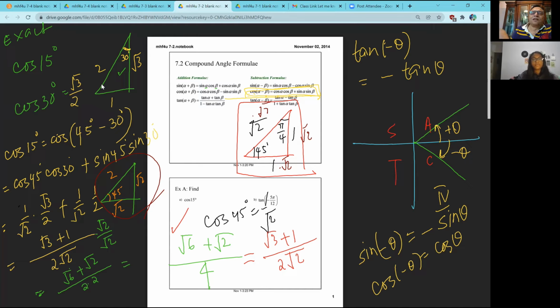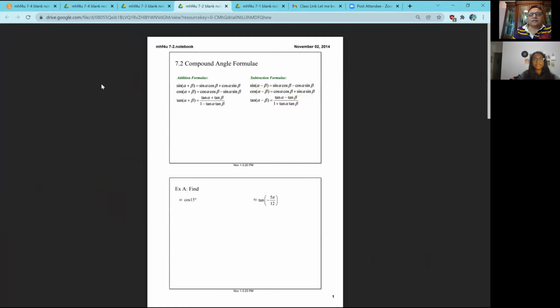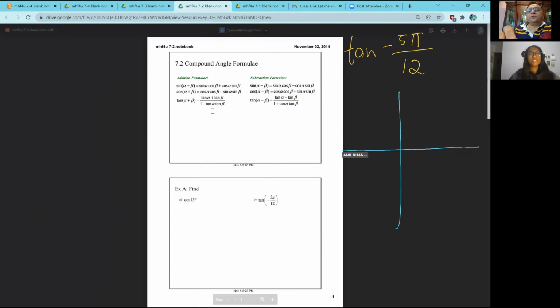Yeah. So let me clear this and get to the next question. Next question is, you need to now find what is the value of tan of minus 5 pi by 12. How will you get this answer? Tell me. Minus 5 pi by 12 means where are you? Can you draw this? So you're almost at this point. This is minus 5 pi by 12, correct?